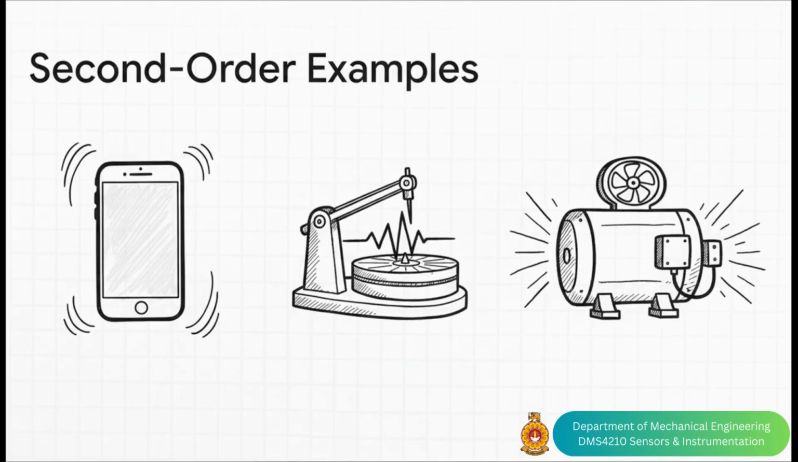So where do we find these systems? Well, this model is absolutely essential for understanding things like the accelerometer inside your phone. It's also key for seismic sensors that measure earthquakes, and really any sensor that's designed to measure mechanical vibration. Their built-in mass and springiness make them classic second-order systems.